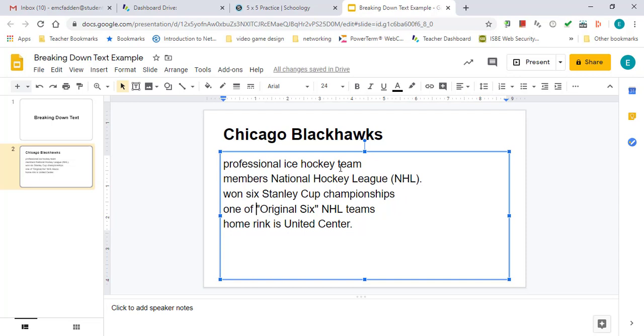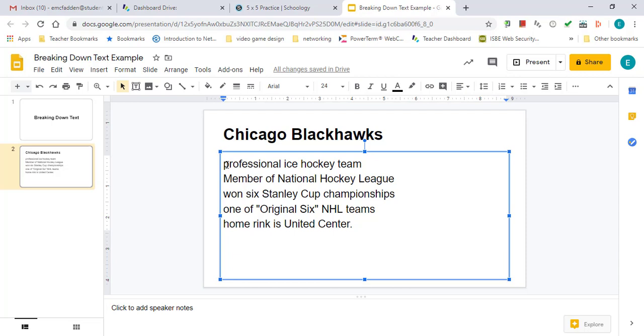Okay, professional ice hockey team, member, we'll change this up. Hockey league. Get rid of the period because we are writing in phrases here, not in complete sentences, so we don't necessarily need a period there. We can also probably get rid of this. We could mention it in our presentation. Let's see, I'm down to 1, 2, 3, 4, 5 bullets. So we're pretty close to our 5 by 5 here.